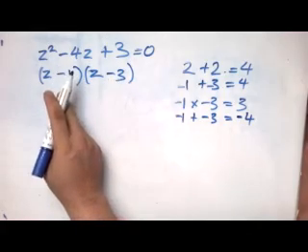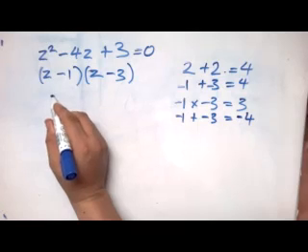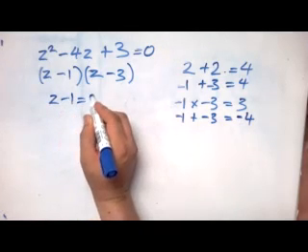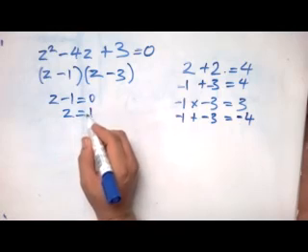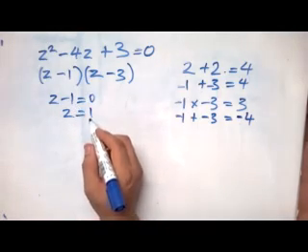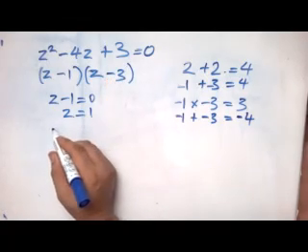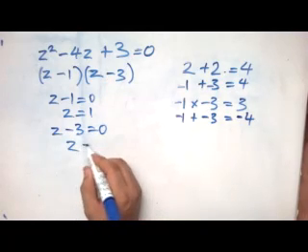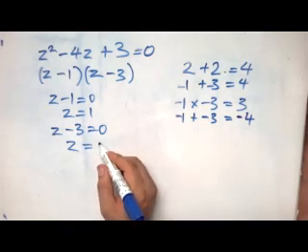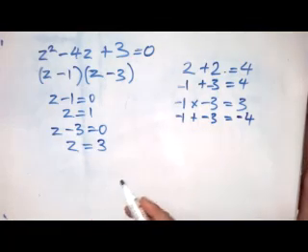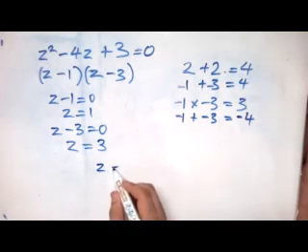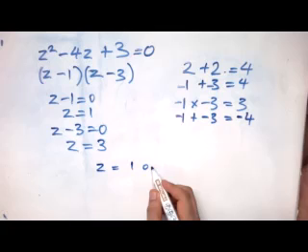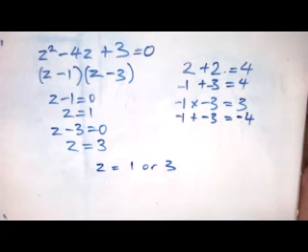So when we take this first bracket, we'll have Z minus 1 equal to 0, Z alone equal to 1. When minus 1 crosses, it becomes 1. The second one is Z minus 3 equal to 0. Z alone will give us, minus 3 crosses the equality sign to become 3. So in this equation, Z is either 1 or 3. That is the final answer. Very simple, isn't it? Let's try another problem.